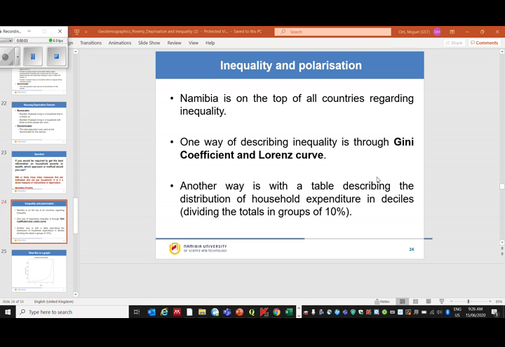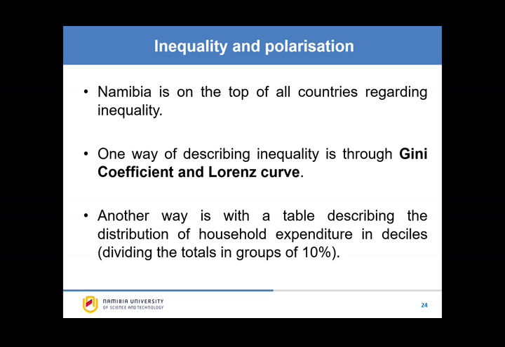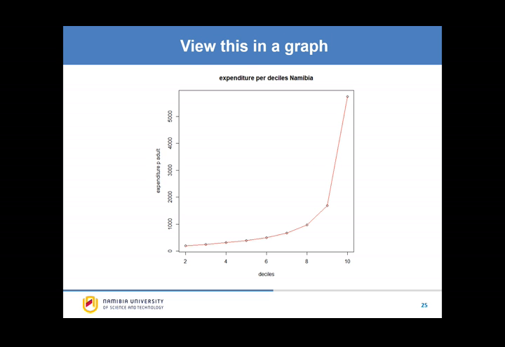So how does it work? How are these two coefficients actually working? We have a curve. We have two measures: the Gini coefficient and the Lorenz curve. The Lorenz curve is actually built with the Gini coefficient. Here you find a table which is a Lorenz curve.